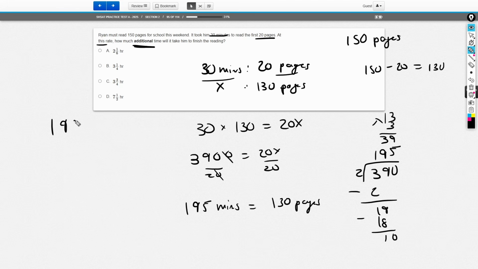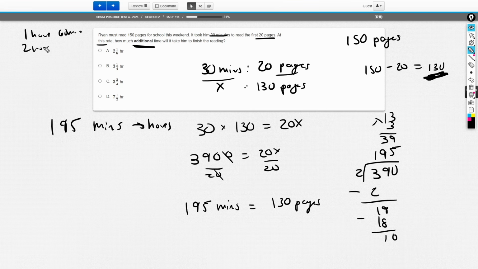So I know it's going to take him 195 minutes to read the other 130 pages. But I need to convert this into a mixed number. How many hours is this? I need this in terms of hours. So how many full hours can go into 195 minutes? Well, I know that 1 hour is 60 minutes.